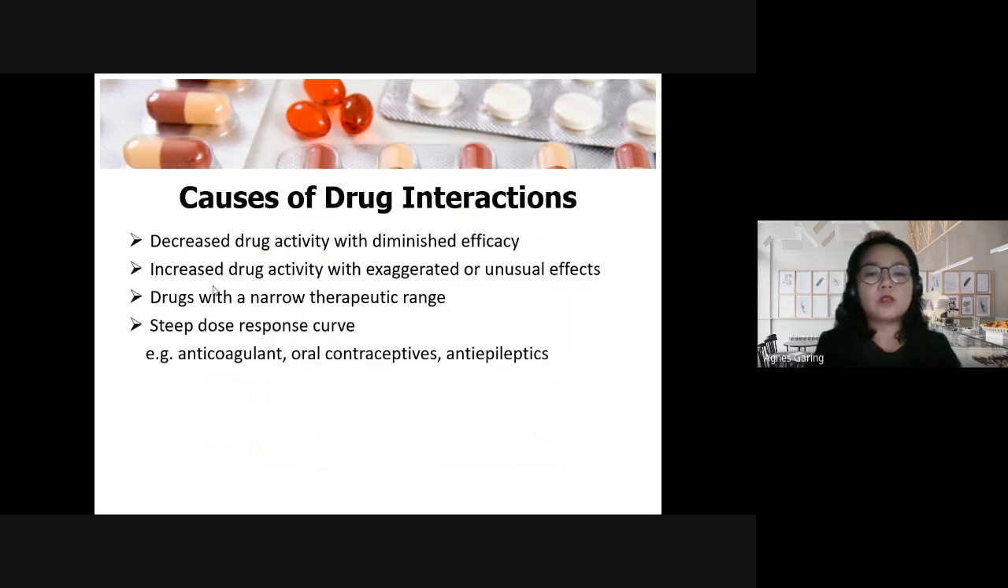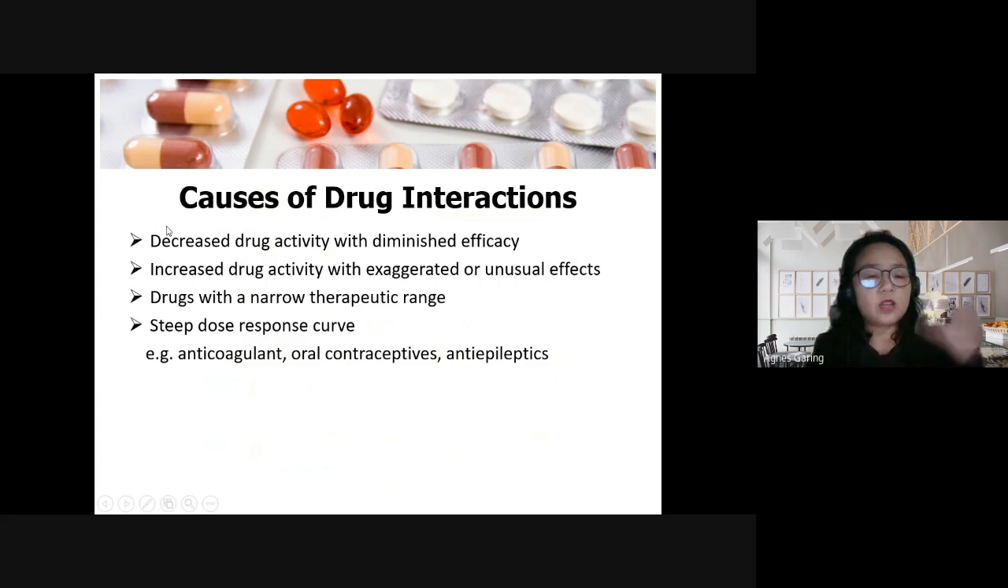So what are the causes of drug interactions or effects? This is effects, class, because drug interaction might cause the decrease in drug activity with diminished efficacy, or increased drug activity with exaggerated or unusual effects. So these are the effects of drug-drug interaction. Hindi lang naman siya possible na magkaroon ng exaggerated or unusual effects. Possible din na mawalan ng effect yung isang drug.